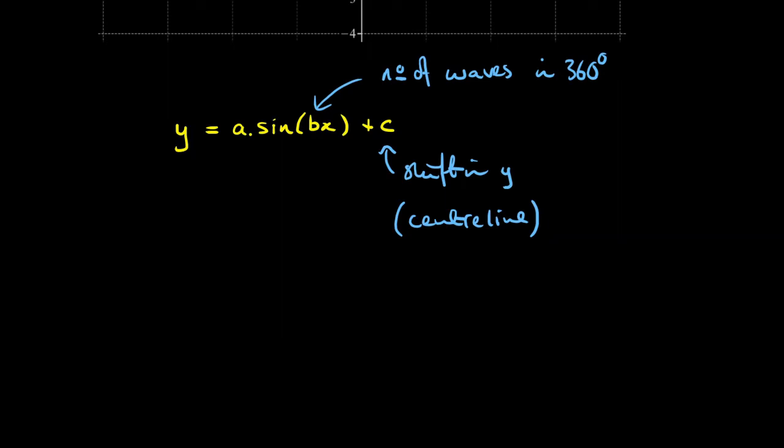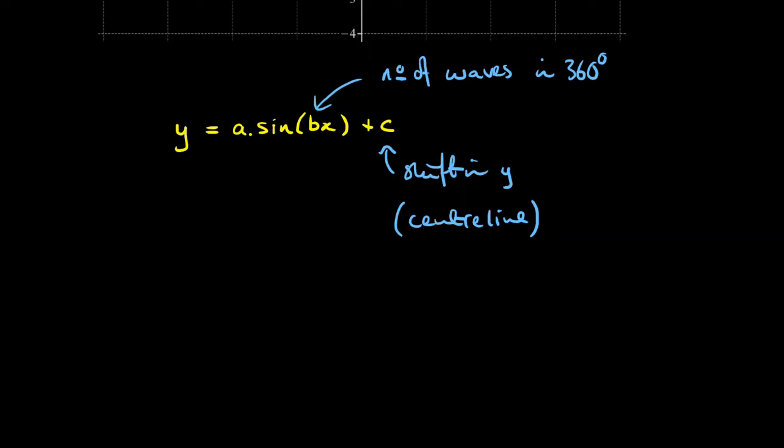So let's try to think about that. Let's say the number b was 2. What that would mean is that there are 2 waves in 360 degrees. Now, if that's the case, how big would one wave be? Well, if there are 2 waves in 360, then one wave is going to be 180, right? Because it's 360 divided by 2. If we were to say, let this number be a 3, what does that mean? It means that there are 3 waves in 360. And if there are 3 waves in 360, how big is each wave? Well, it would be 360 divided by 3, which is 120.